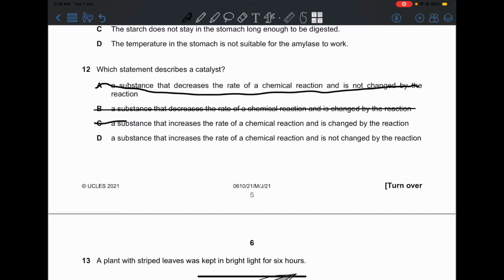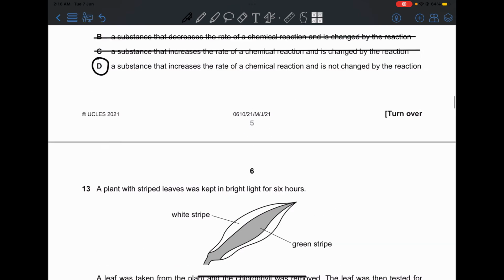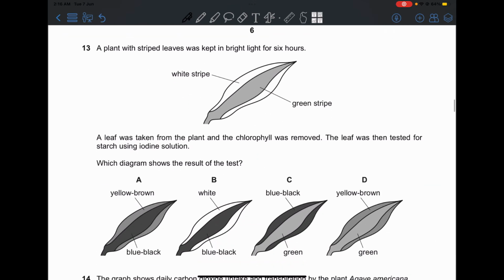Now we know that C is incorrect because, as I said, it is not changed by the reaction. So that leaves us with D, a substance that increases the rate of a chemical reaction and is not changed by the reaction. Now that is completely correct. So D is going to be our answer in 12.